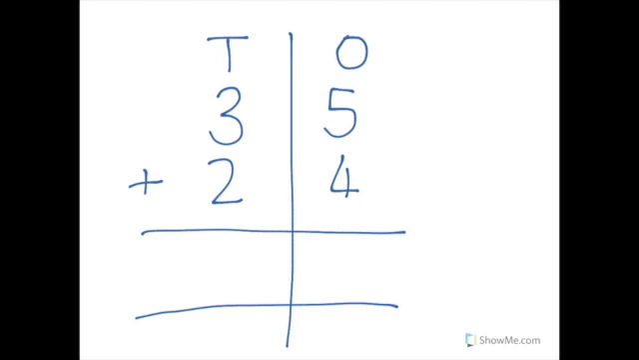So we have two columns here. We have the ones column and we've got the tens column. In the ones column, we have a 5 and a 4. In the tens column, we have 30. Now, I don't want to draw 30 dots, so I'm going to draw 3 sticks, and each stick is going to be out of 10. So we have 30 and we have 20.